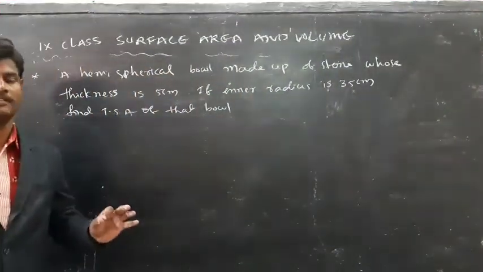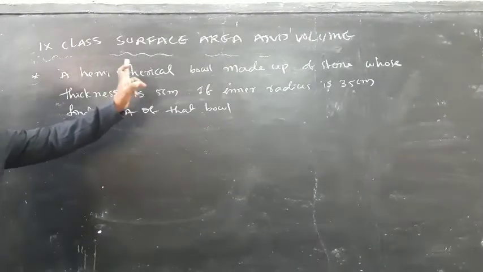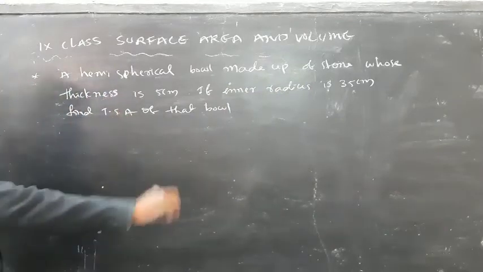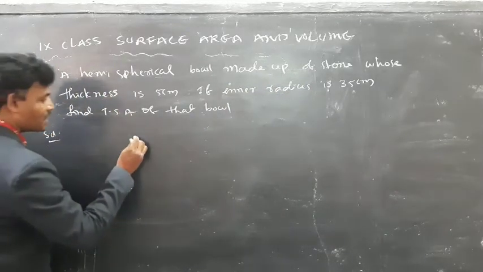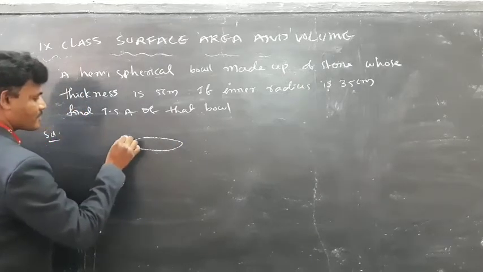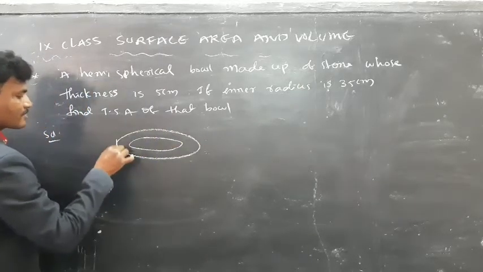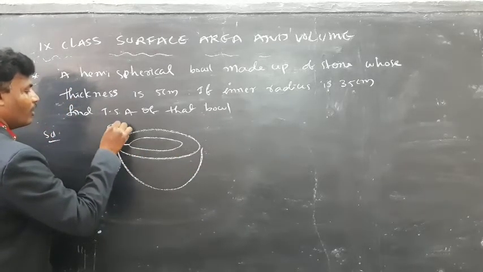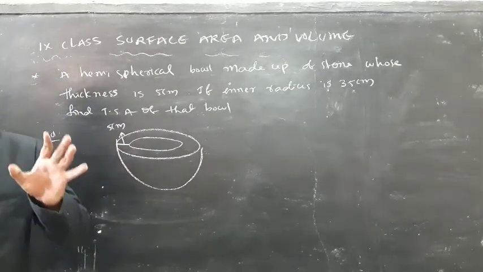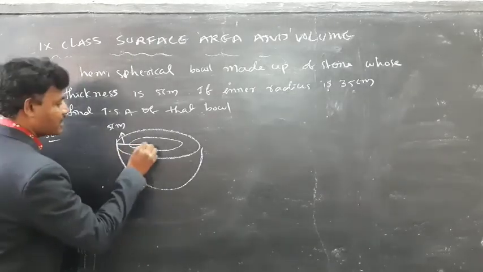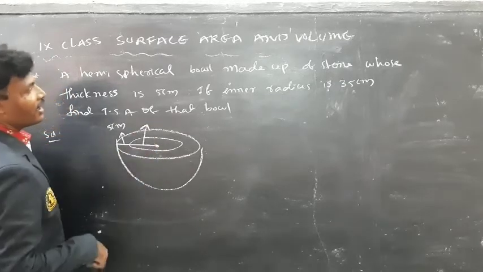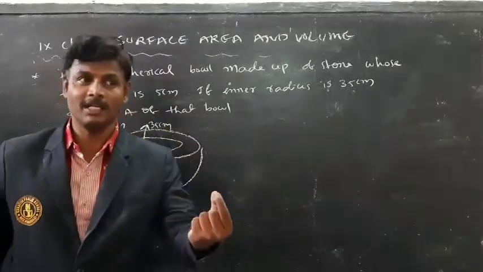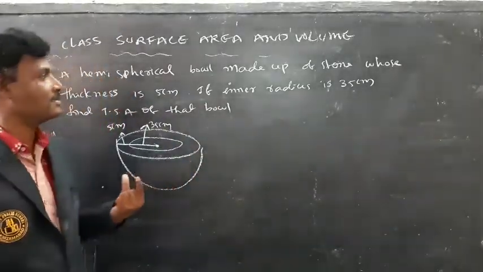And students, here is another question. A hemispherical ball made up of a stone whose thickness is 5 centimeters. Here one hemispherical ball is there. Here the thickness of that ball is 5 centimeters. And the inner radius, what is the inner radius here? 35 centimeters. Thickness of the ball is 5 centimeters. Inner radius is 35 centimeters.